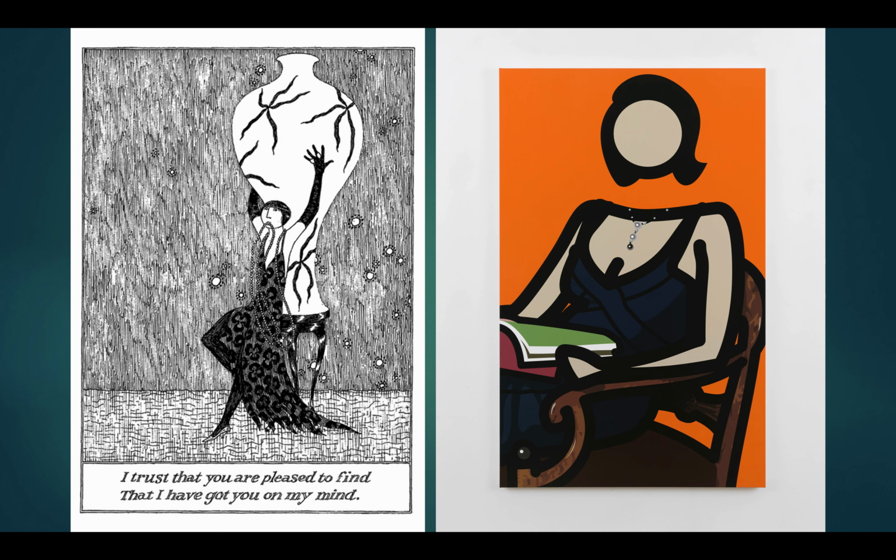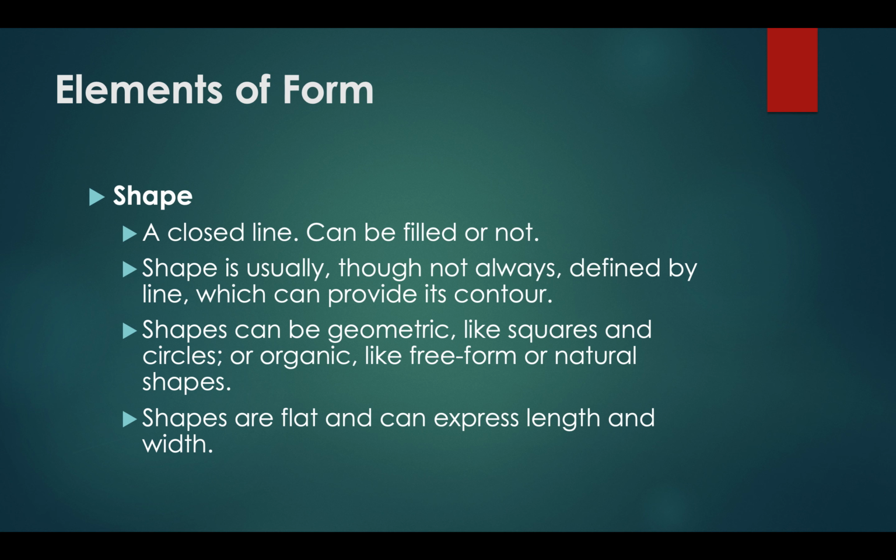And here we are transitioning from line into shape. Shape is a closed line. It can be filled or it may not be filled. Shape is usually, although not always, defined by line, which provides its contour. So now we're going from one dimension to two dimensions. We're going from having those two horizontal and two vertical lines into actually making a square.